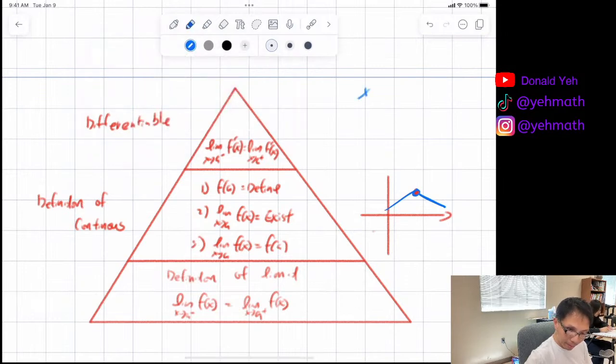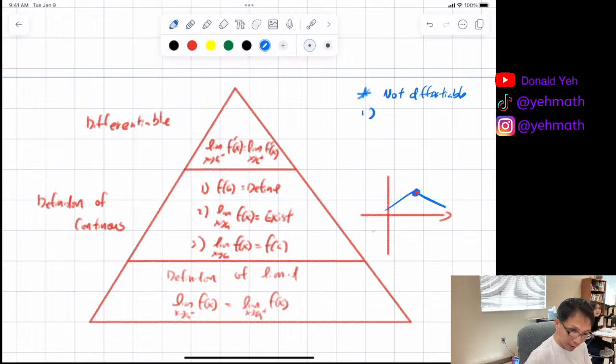Not differentiable: of course if they are not continuous. So for example, some type of hole, some type of asymptote, whether removable or non-removable discontinuity, they are all not differentiable. So two, sharp turns.